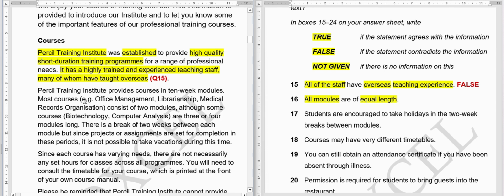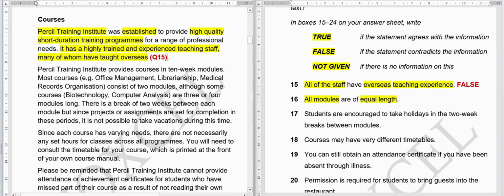So let's read further. Percil Training Institute provides courses in 10-week modules. Most courses, for example office management, librarianship, medical records organization, consist of 2 modules, although some courses are 3 or 4 modules long. There is a break of 2 weeks between each module, but since projects or assignments are set for completion in these periods, it is not possible to take vacations during this time.